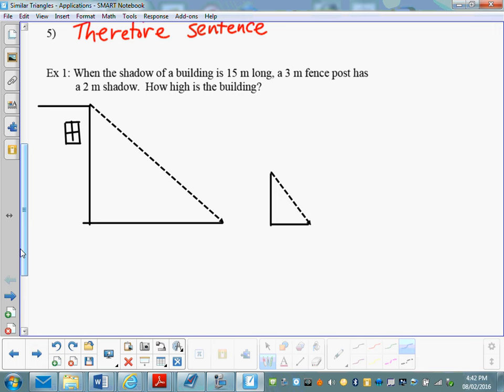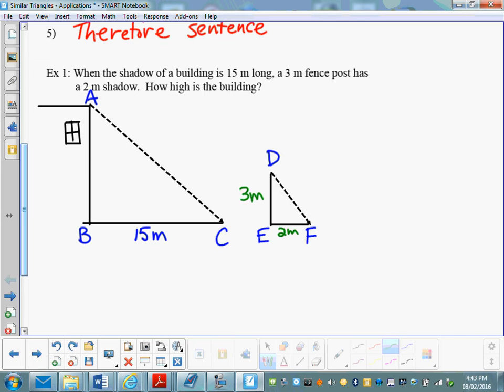So I'm just going to assign letters to each of these triangles just to make it easier to refer to them. So I've got my building here, and I know that the shadow that the building creates is 15 meters. That's all I know about the building. In the second diagram here with the fence post, I know that the fence post is 3 meters tall and the shadow is 2 meters.